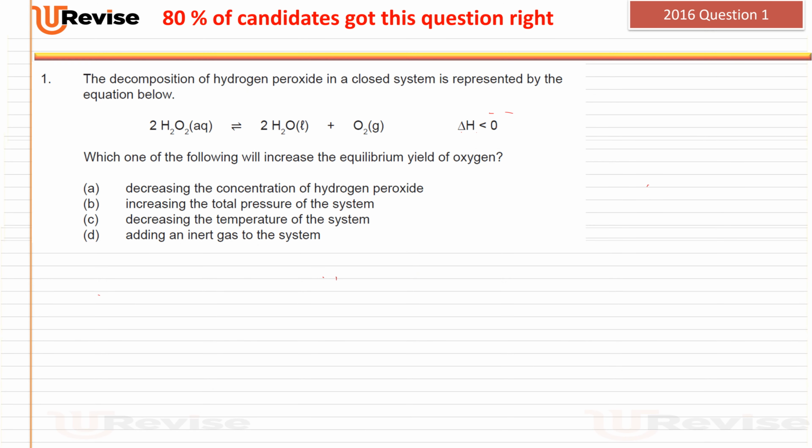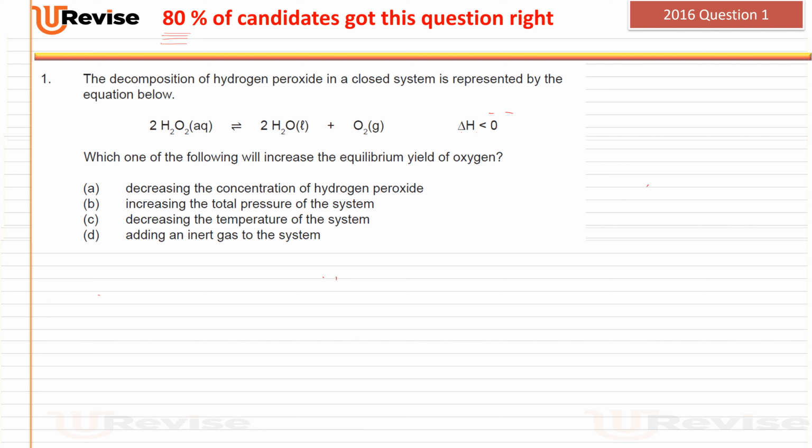Let's take a look at question 1 from the 2016 exam. According to the examiner's report, question 1, 80% of the candidates who sat this paper managed to get this one correct, which means only 20% of about 4,999 students, I think that was the number, did not actually get this question right.